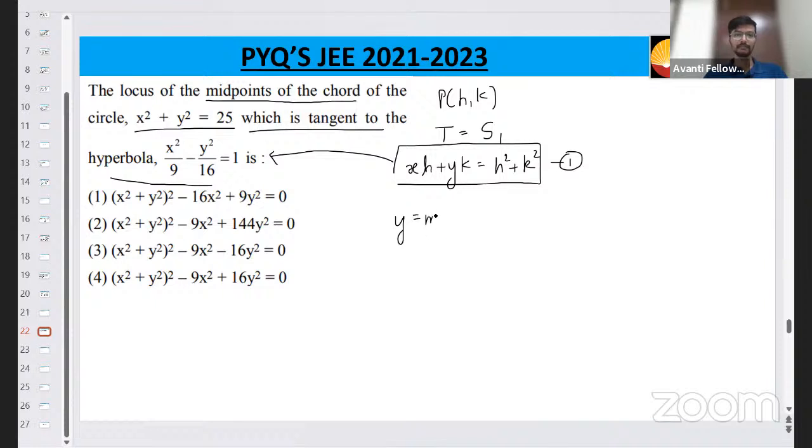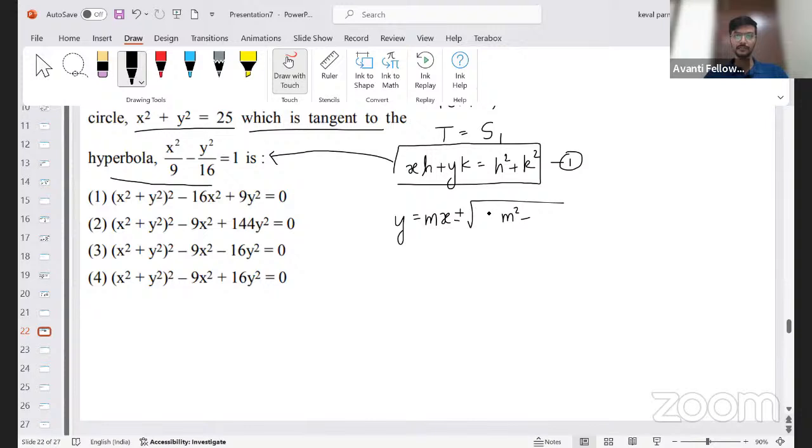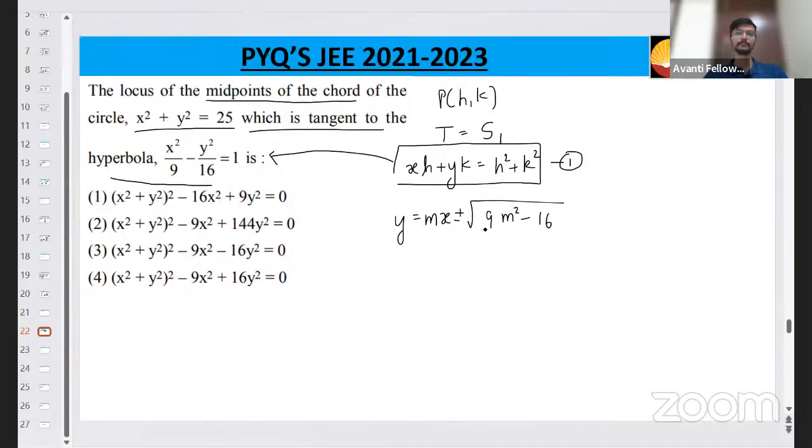What is the equation of tangent? y equals mx plus minus under root of a square m square minus b square. So I'll directly substitute the values here. a square is 9, b square is 16. To compare it, we have to get it in this form. So we can write mx minus y equals plus minus under root of 9m square minus 16. Anyways, there is no need to write plus minus because eventually we are going to square both sides.